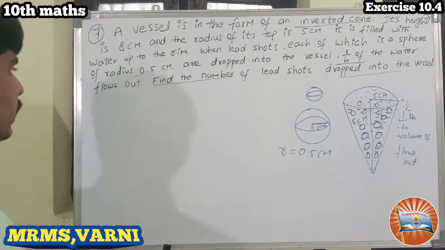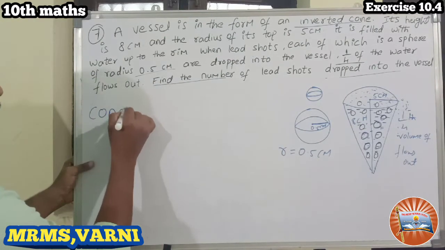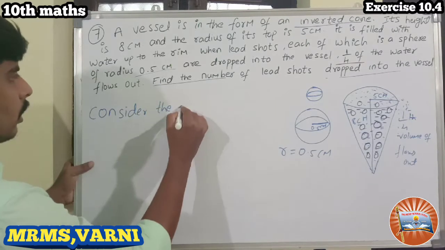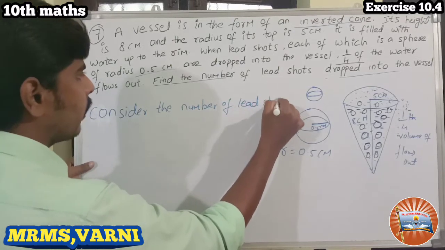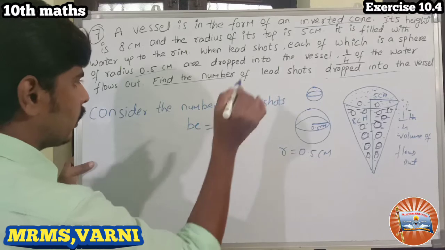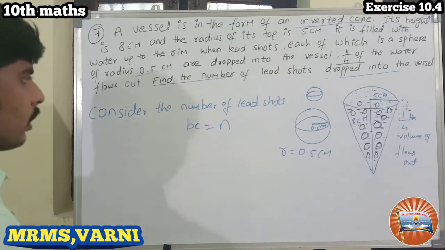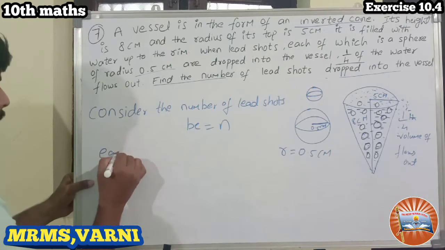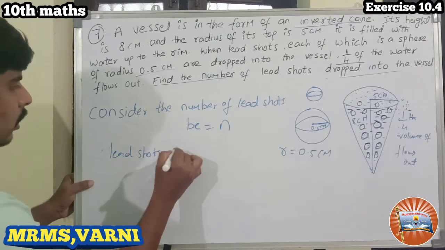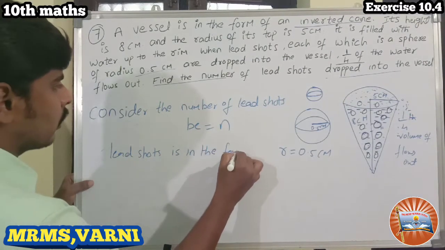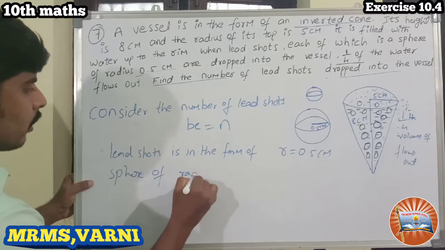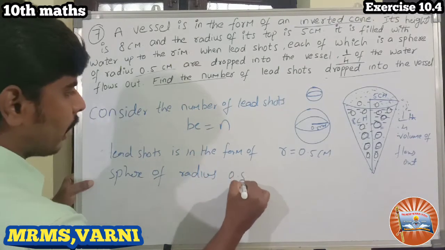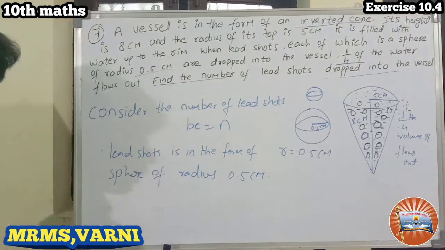So first of all, consider the number of lead shots to be n. Each lead shot is in the form of a sphere of radius 0.5 centimeter. Is it clear?